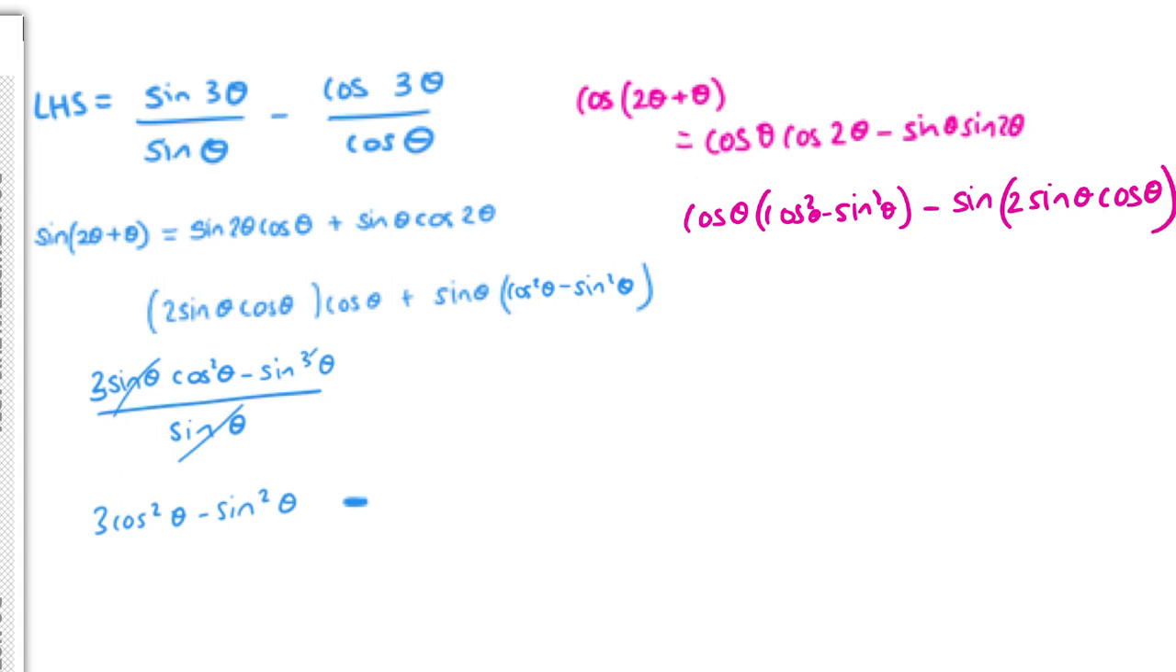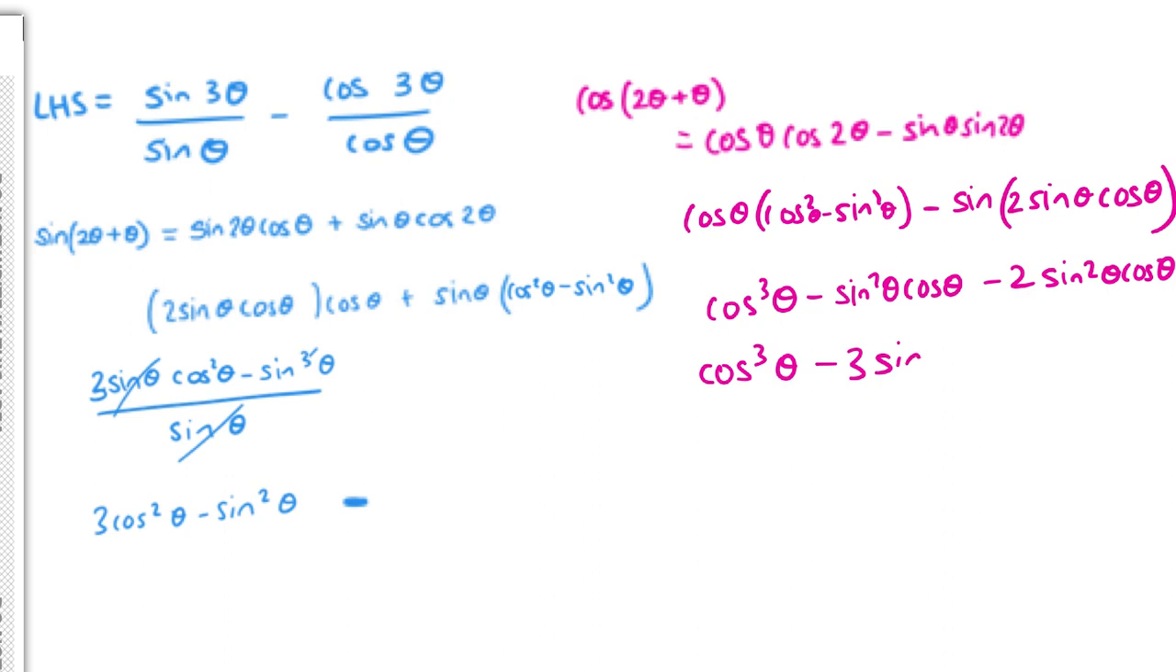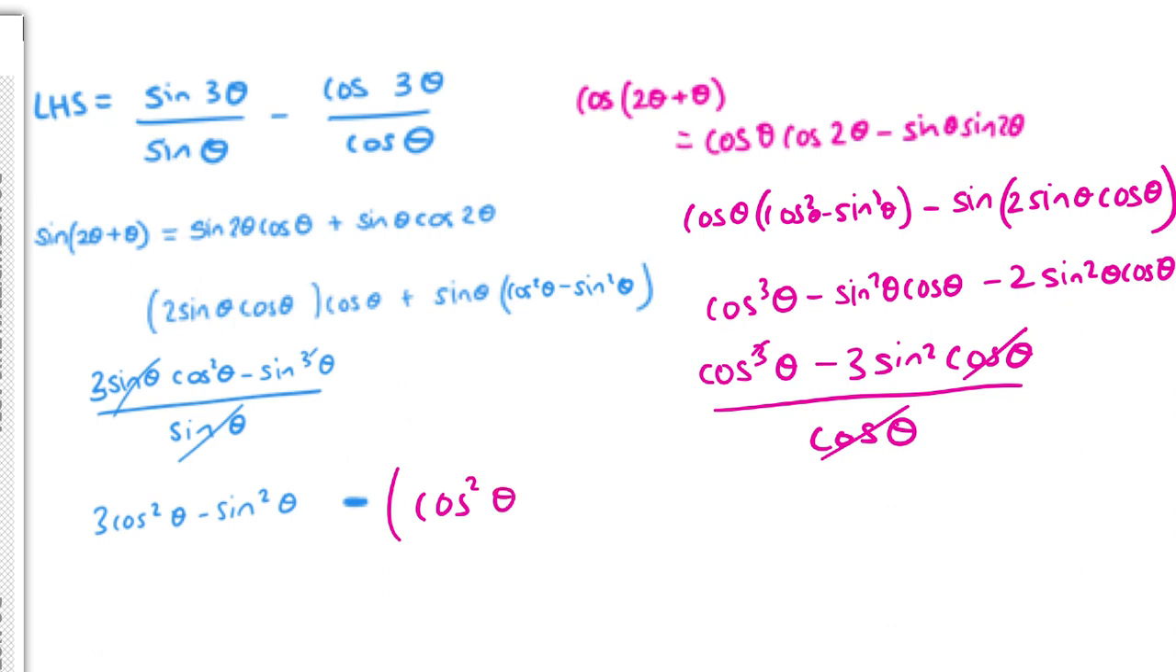This is long-winded. So then I'm going to get cos cubed theta minus sine squared theta cos theta minus 2 sine squared theta cos theta. Okay, great. So I'll get cos cubed theta minus 3 sine squared theta cos theta. Now remember, this is all over cos theta. So I can cancel that. So I'm actually going to have cos squared theta minus 3 sine squared theta.